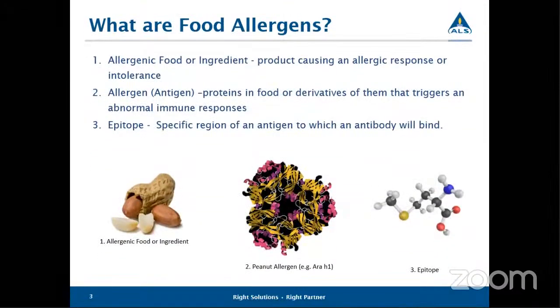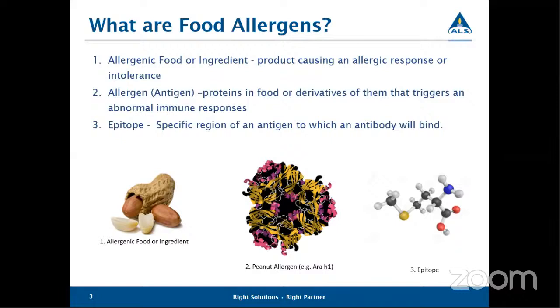So first of all, what are food allergens? We have a few definitions there and some pictures to go along with them. What is an allergenic food or food ingredient? As an example there, a peanut. It's a product that causes an allergic response or an intolerance. And if we go a little bit further, the actual allergen, or we may say antigen, is a specific protein in a food. The example there is the ARAH1 allergen in a peanut. That's the specific protein, and the globular structure that you would find if you look it up online. And that's what triggers an abnormal immune response.